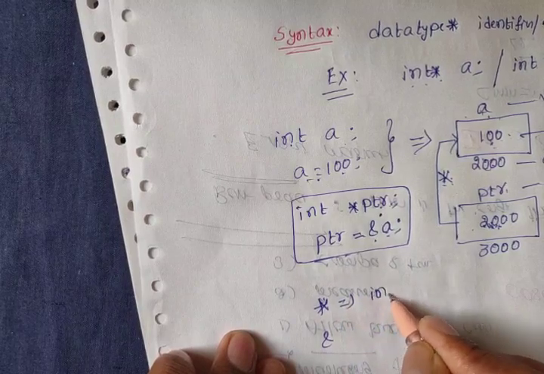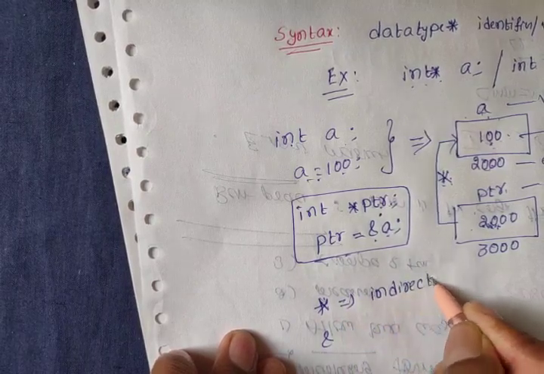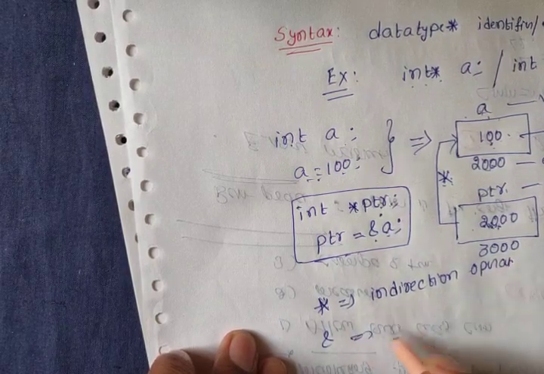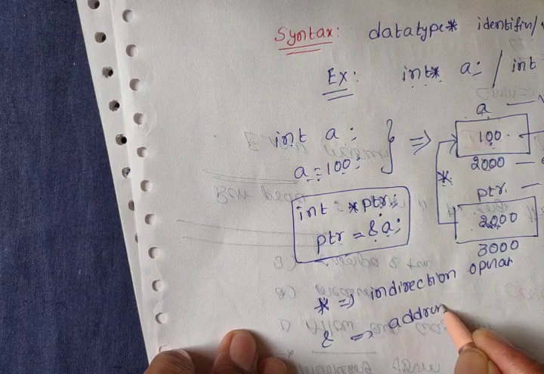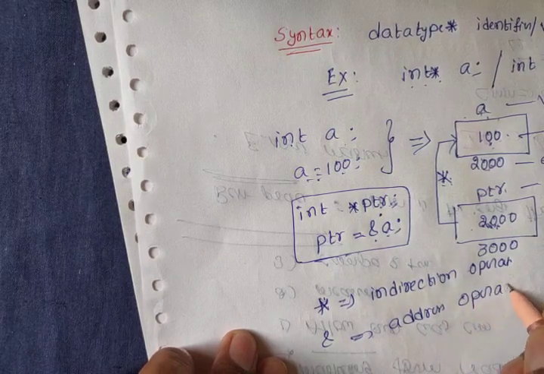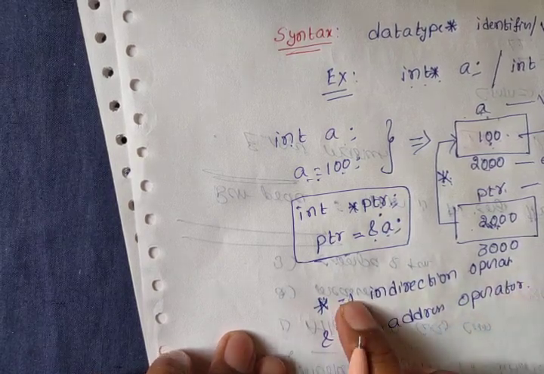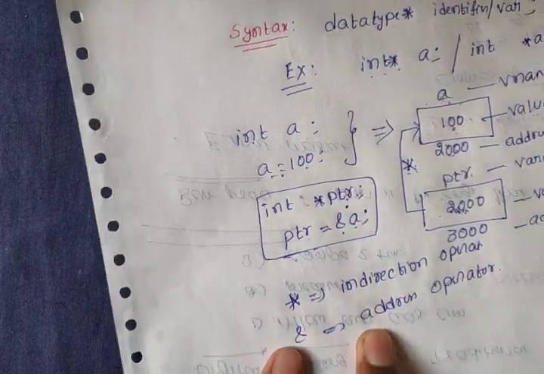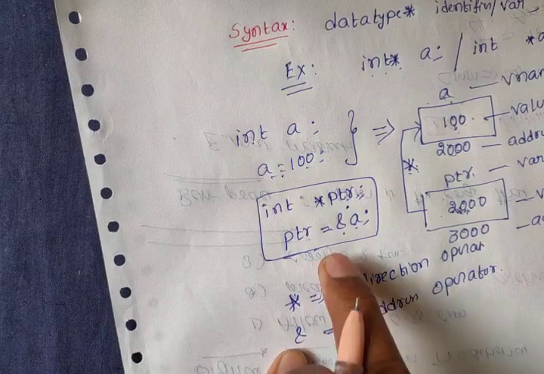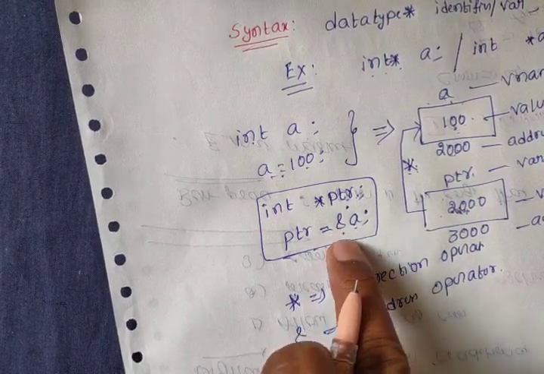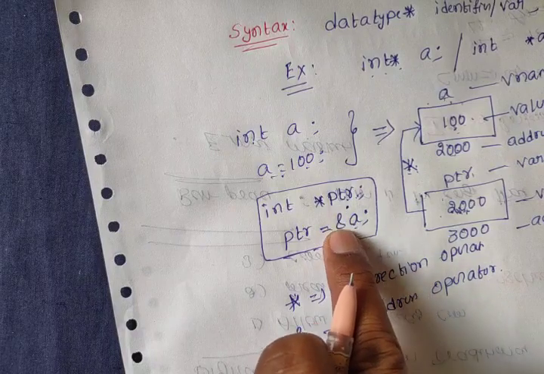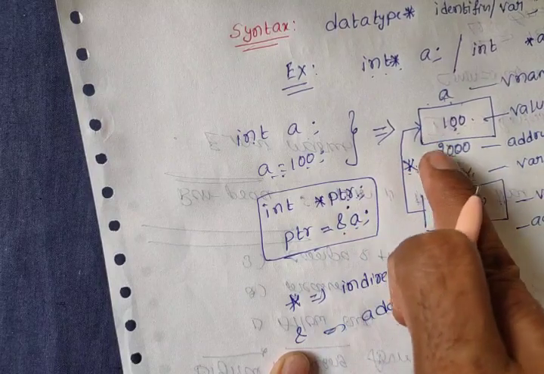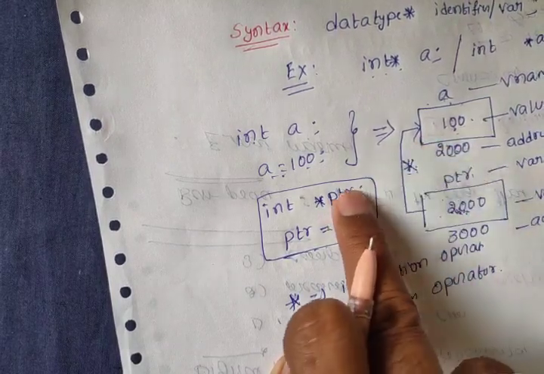The star is the indirection operator, and the ampersand is the address operator. So to support pointers we need two operators: the indirection operator and the address operator. What does the address operator mean? If you want to store the address of any variable, we take the ampersand. That indicates the address of a. What is the address of a? 2000. That will be stored in ptr.